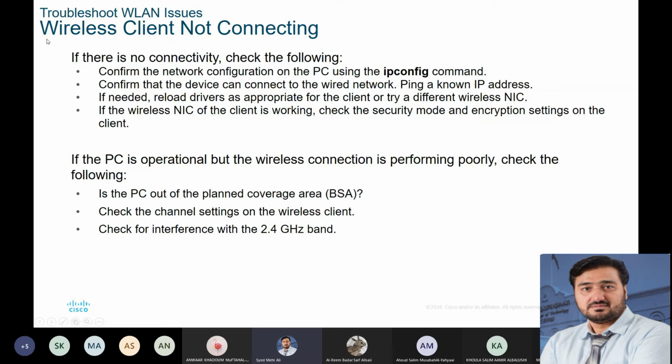So the user calls you and says the wireless client, meaning my laptop, is not connecting. What is the issue? There is no connectivity, so we need to check this. First, confirm the network configuration on the PC using ipconfig. You need to check whether you are getting an IP or not on your PC, on your laptop. How can you check? Just write ipconfig.